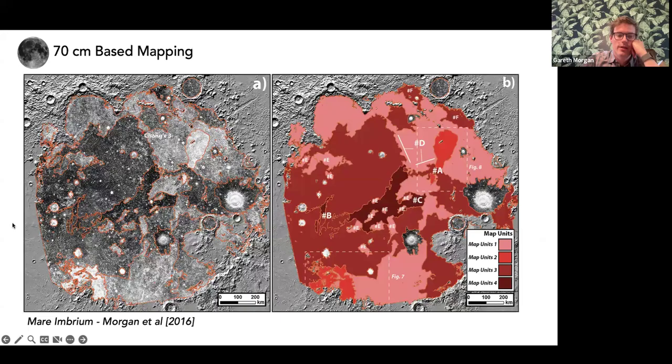Okay, so the first thing we wanted to do is use 70 centimeter radar based mapping. Now, there's some precedent to this. This is work I did quite a while back now, back in 2016, to look at, in this case, Mare Imbrium, which is this big circle here on the moon. You can quite easily see it with the naked eye.